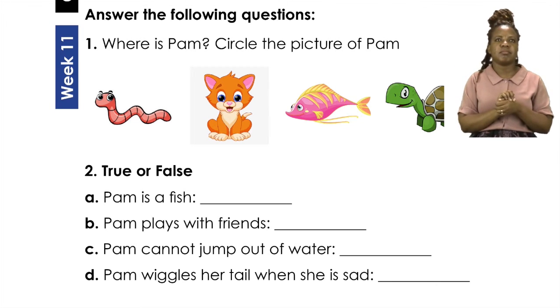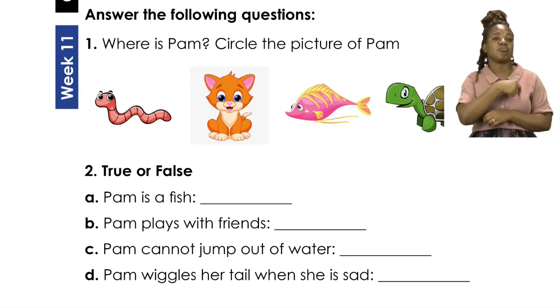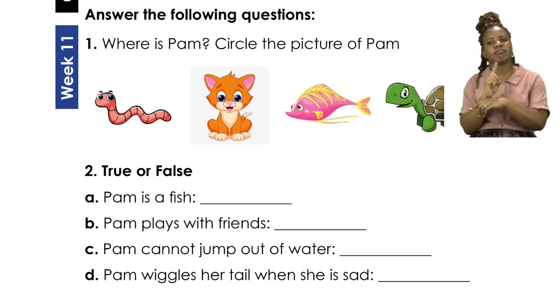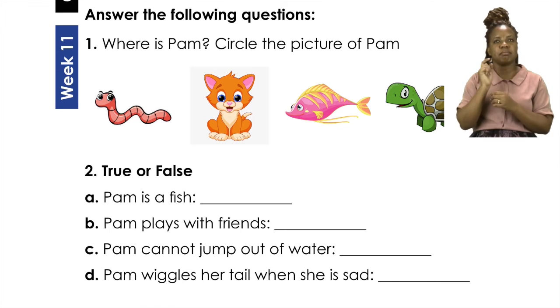Let's do D together. D says, Pam wiggles her tail when she is sad. Is that true? Or is that false? I would like you to please write your answer.